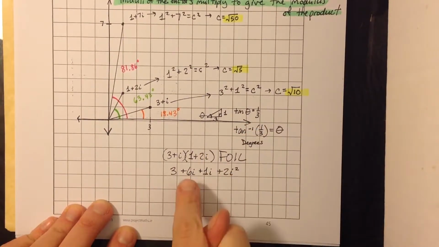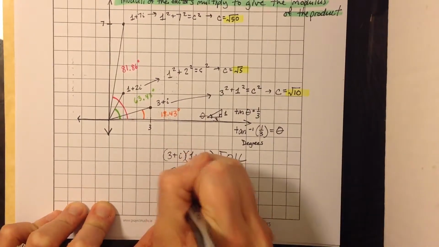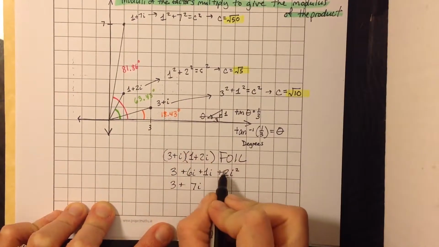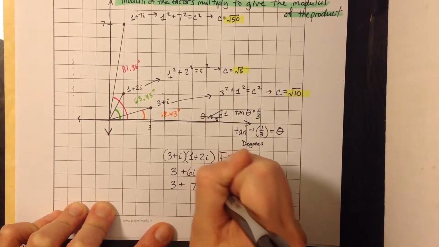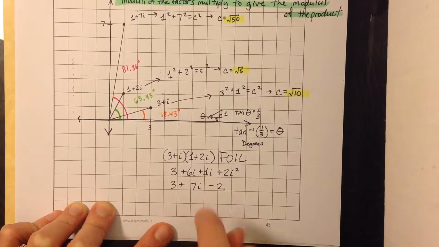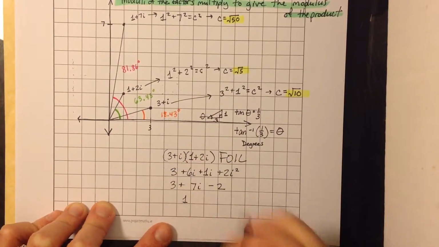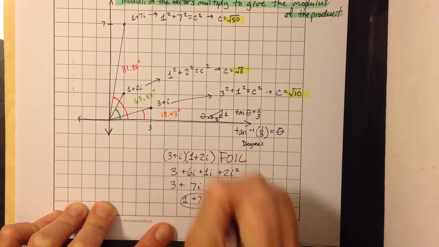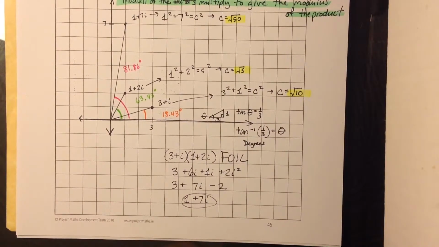But I can clean that up. I see some like terms. First off, 6i plus i is 7i. 2i squared, I know, is negative 2 because i squared is equal to negative 1. Lo and behold, there I have my 1 plus my 7i. And that's your final answer. So just FOIL it out, and then whatever powers of i you see, just make sure you simplify it down the whole way so we have a single power of i. That's multiplication of complex numbers. We add the angles, we multiply the moduli.